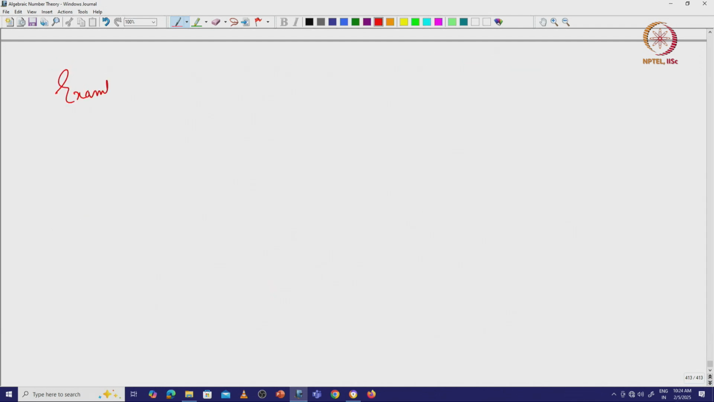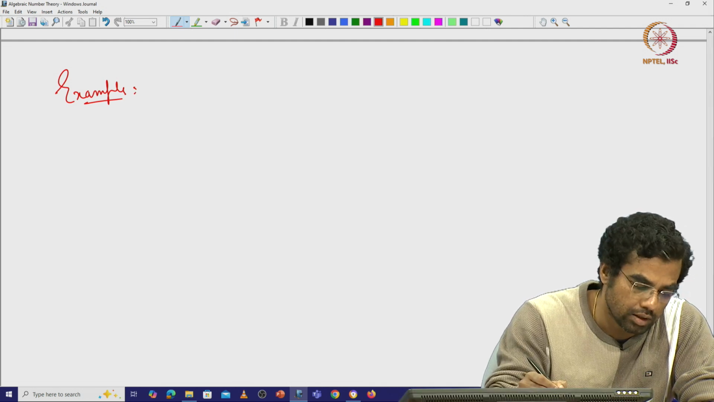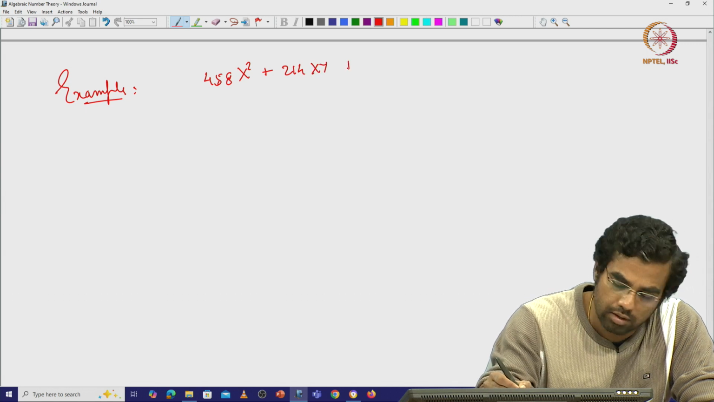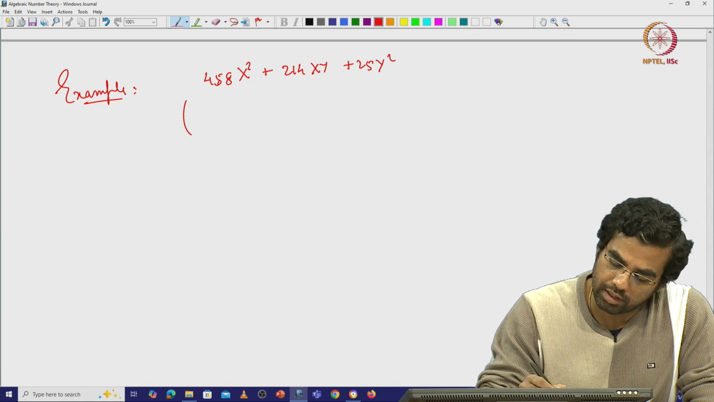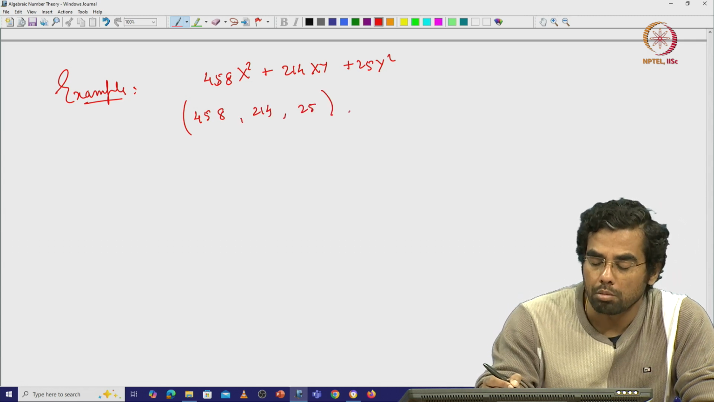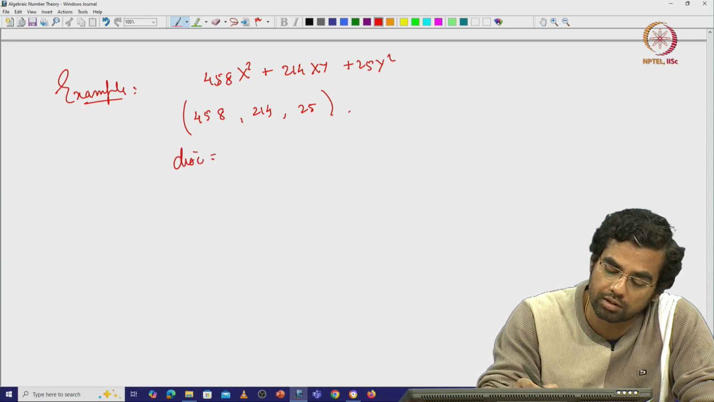So, let us look at an example. The example that I have is 458 x squared plus 214 x y plus 25 y squared. So, this binary quadratic form is 458, 214 and 25.